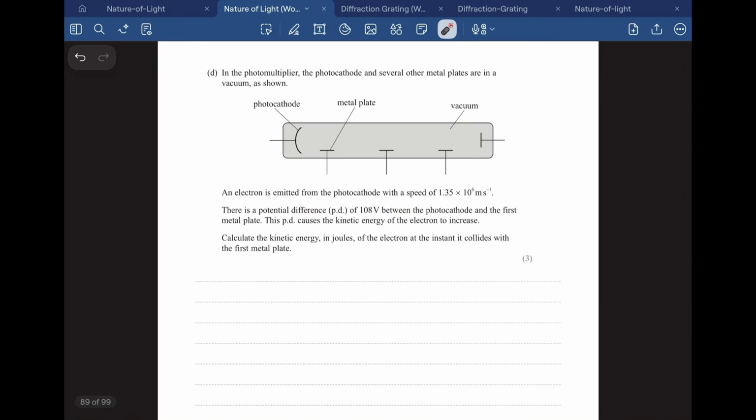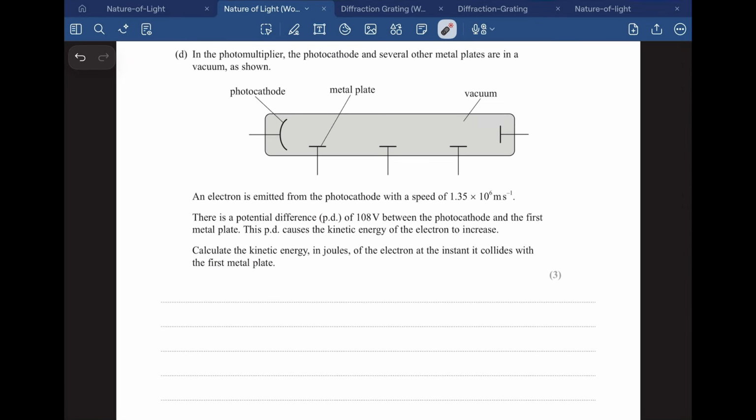Now moving on to the next part of the question. It says in the photomultiplier, the photocathode and several other metal plates are in a vacuum as shown. An electron is emitted from the photocathode with a speed of this. There is a potential difference PD of 108 volt between the photocathode and the first metal plate. So there will be a potential difference of 108 volt.